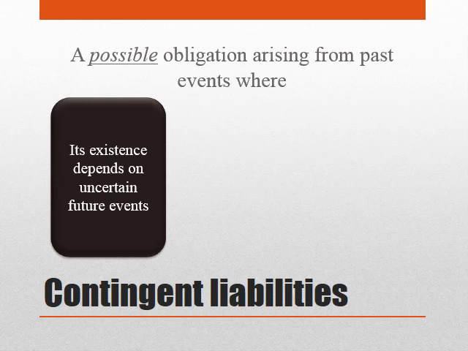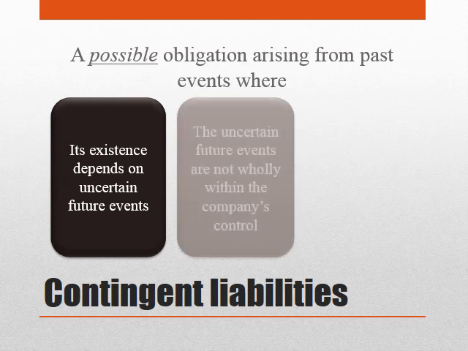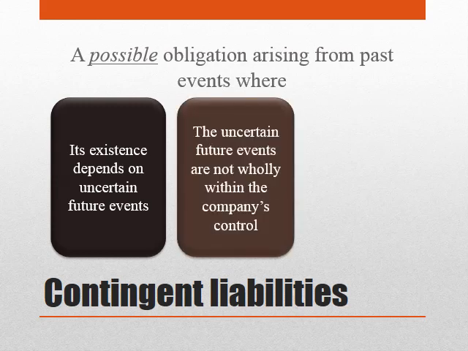For example, let's say that your business, your company, has entered into a contract to deliver certain goods by a certain date, and you're not sure whether or not you will be able to supply the goods by that date, and if you don't, then there are penalties payable. So, the existence of the obligation is uncertain.